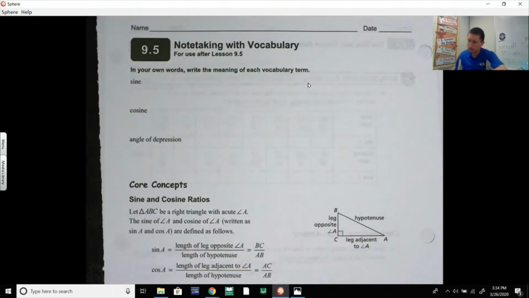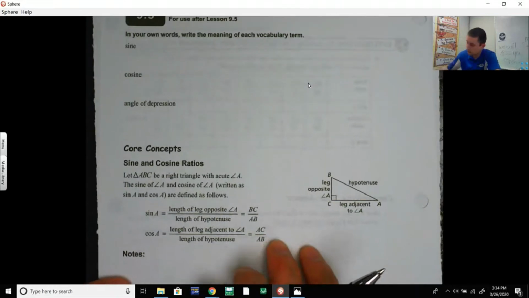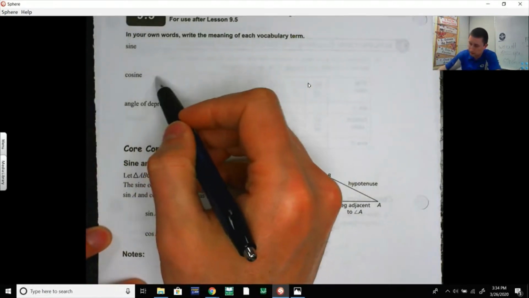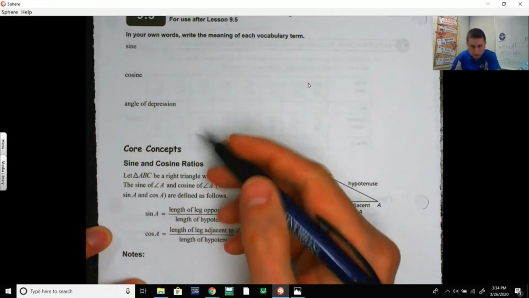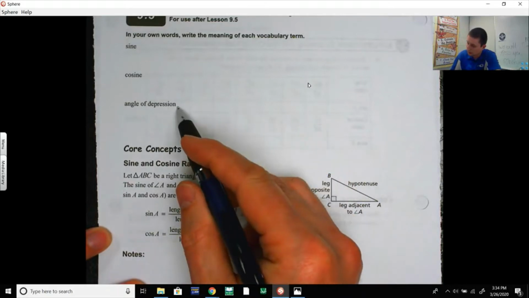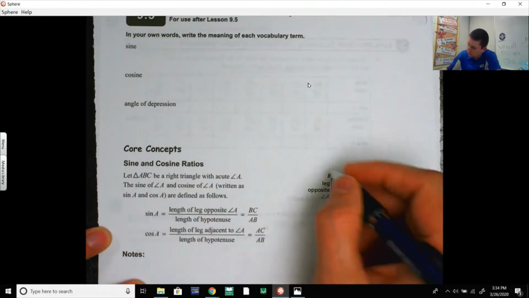Okay. So here it is. You can write your definitions for sine and cosine: opposite over hypotenuse, adjacent over hypotenuse. Get those memorized. Sine is opposite over hypotenuse. Cosine is adjacent over hypotenuse. The angle of depression is going to be new. That is this angle up here.